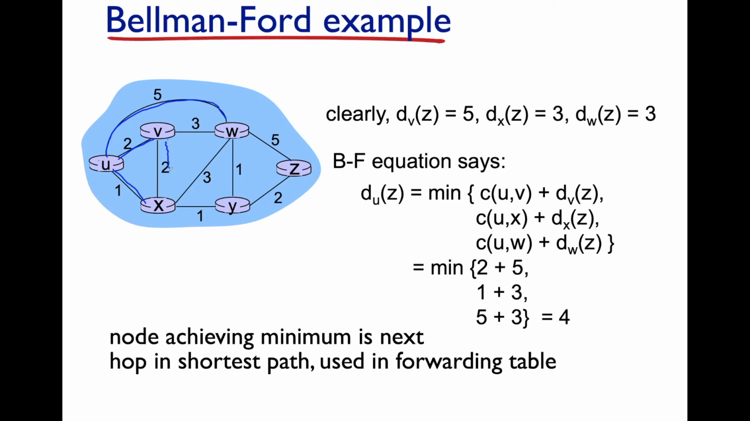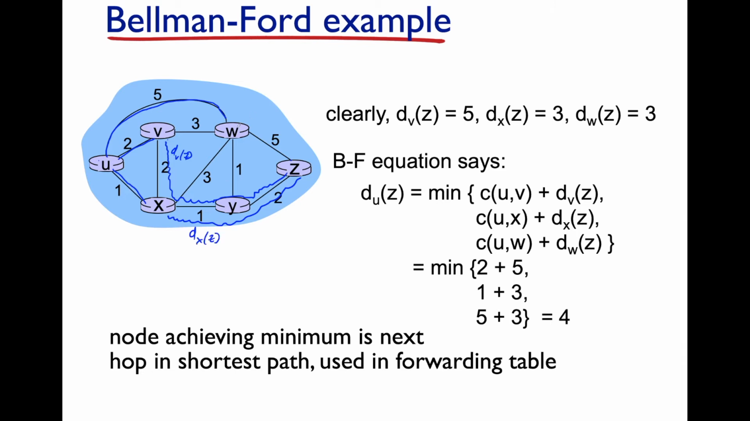So we squiggle down this way, we squiggle that way, and we squiggle that way. That's 2 plus 1 plus 2. There's our 5. So that's going to be our D sub V of Z, which is equal to 5. So then let's look at U's neighbor X. If we go from X to Z on the least cost path, that's a squiggly line. That's 1, 2. That's going to be 3. So that's going to be D sub X of Z.